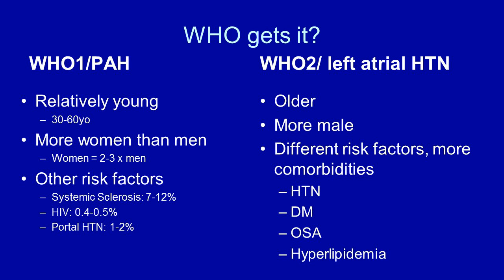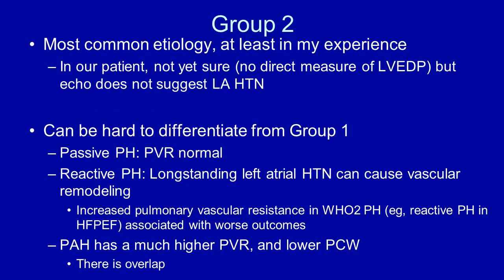In contrast, people who have left atrial hypertension tend to be older, they're more likely to be male, and they tend to have the metabolic syndrome with essential hypertension, diabetes mellitus, obstructive sleep apnea, and hyperlipidemia. Group 2, at least in Louisiana, is probably the most common reason that people have pulmonary hypertension by echo.